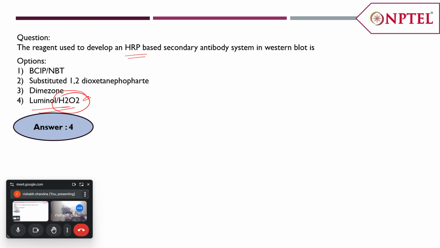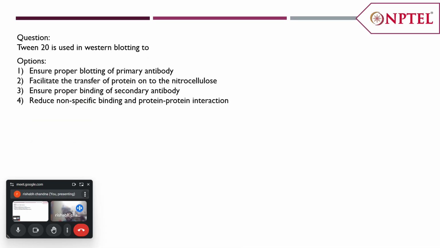So let's move on to the next question. Tween 20 is used in Western blotting to ensure proper binding of the primary antibody, facilitate the transfer of proteins onto the nitrocellulose, ensure proper binding of the secondary antibody, or reduce non-specific binding and protein-protein interaction. What can be the correct answer?